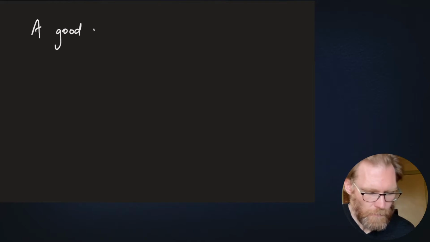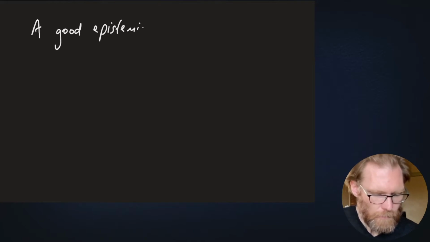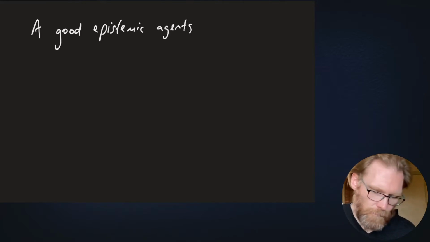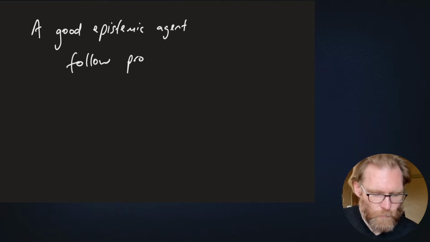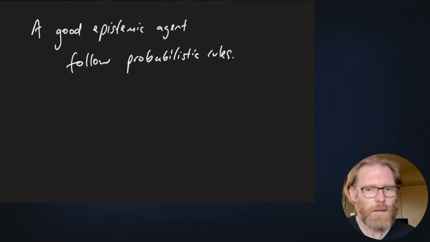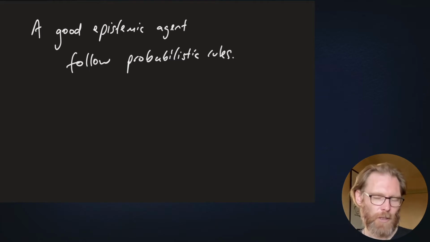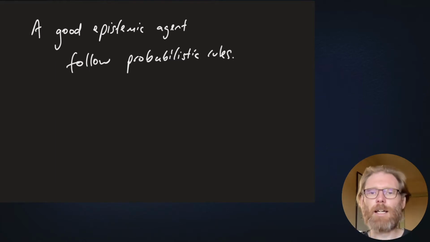So one common thread that's going to be running through the readings is that a good epistemic agent is somebody who follows probabilistic rules. This is an important contrast from an earlier way of thinking about epistemology, where it's about what do I believe, and belief is on or off. But if you need to be updating probabilities, it seems you're doing something that's more graduated, right?